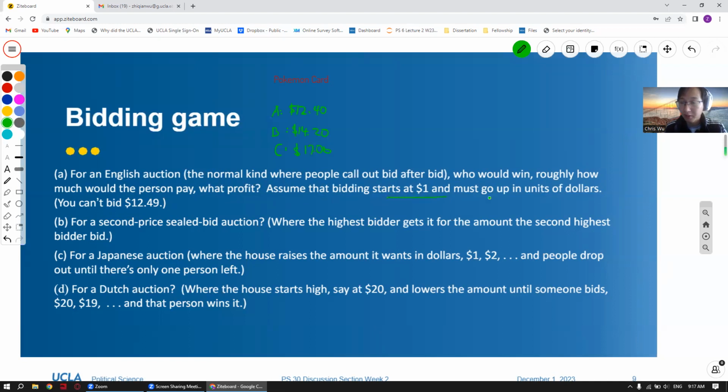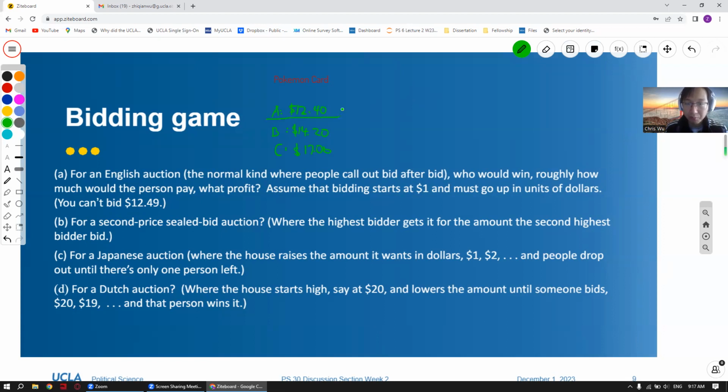Assume the bidding starts at $1 and must go up in units of dollars, so no decimals, right? So how do you do this? Let's say B starts to say, okay, $10. Then A goes, okay, 11. C goes 12. Then A will drop out, right?